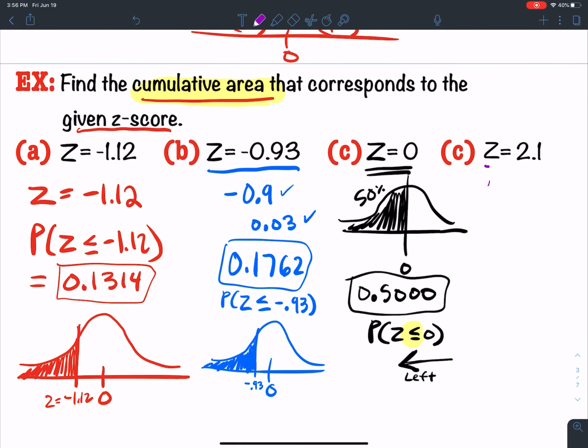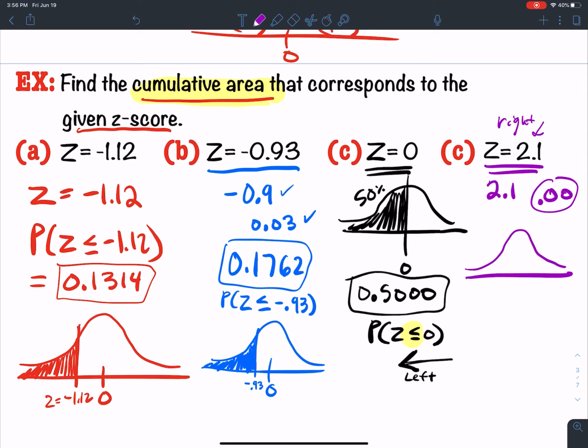Now, 2.1, how do I look that up? I look up 2.1, but then I don't have a 0 there, so it's understood that it's 00 for that second part. So this is a positive number, so I'm on the right side. So I know that my drawing here, 0's in the middle, it's positive 2.1, so I know I'm on the right side. So I know my area is going to be greater than 50%.